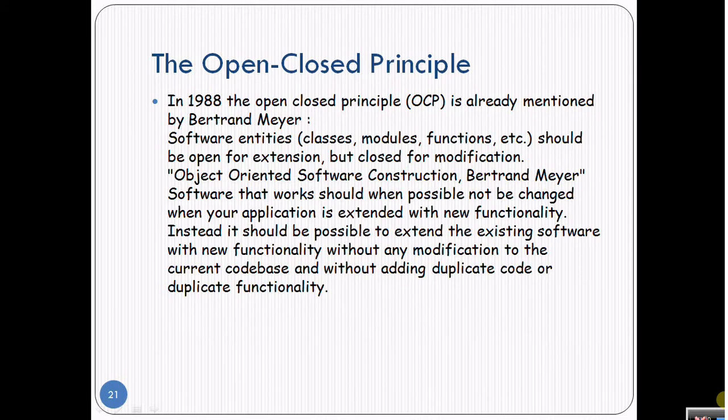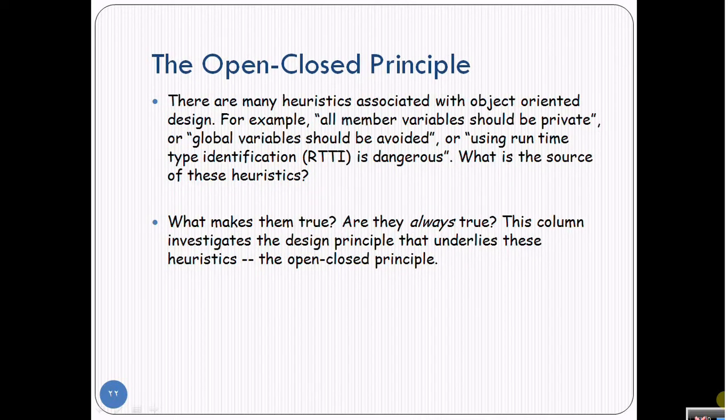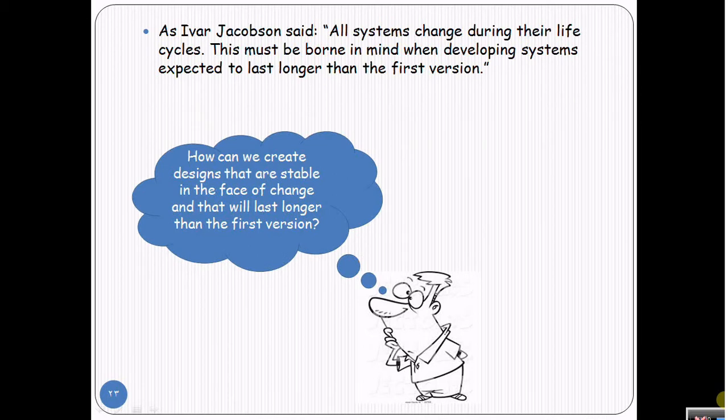And the open-closed principle, already mentioned by Bertrand: software entities, classes, modules, functions should be open for extension but closed for modification. There are many heuristics associated with object-oriented design. For example, all member variables should be private, or global variables should be avoided, or using runtime type identification is dangerous.